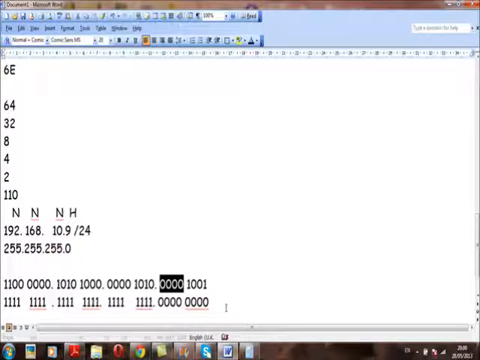2 to the power of 3 is what? Is 4. Yeah, no, it's more, isn't it? It's 8. 8, yeah. Maybe it's a little bit confusing. I should probably say we need 5 networks.